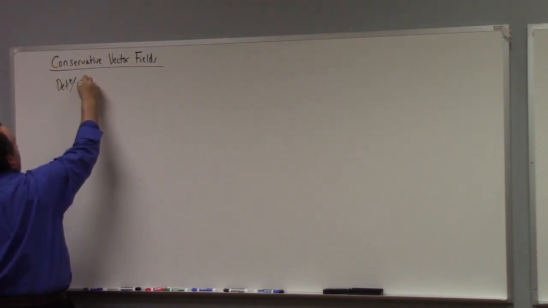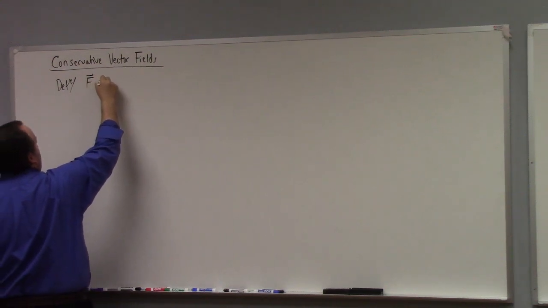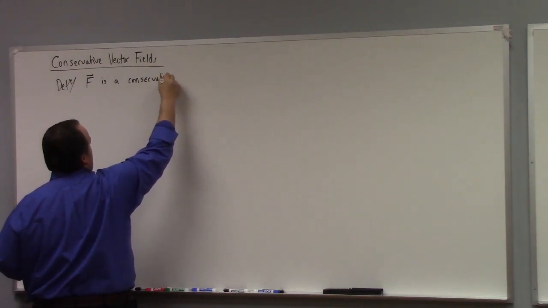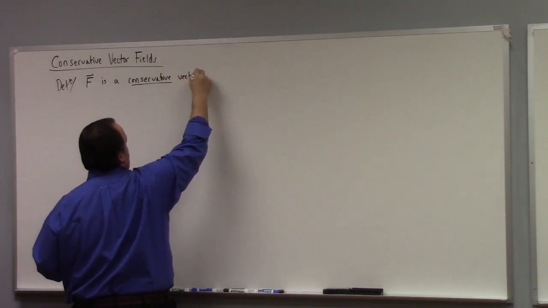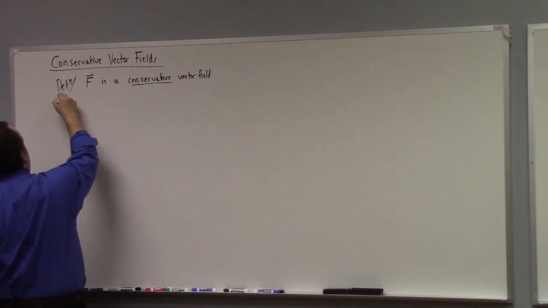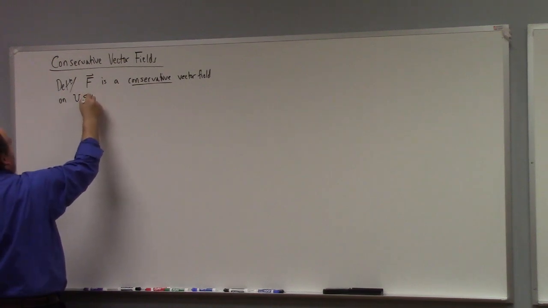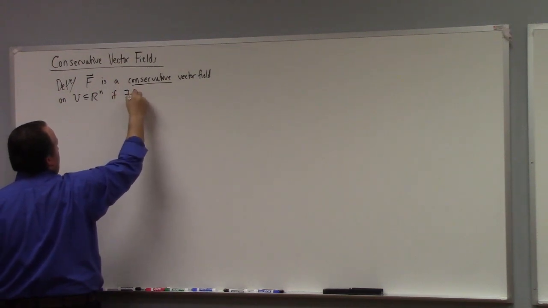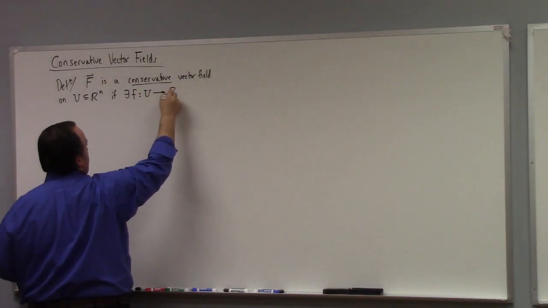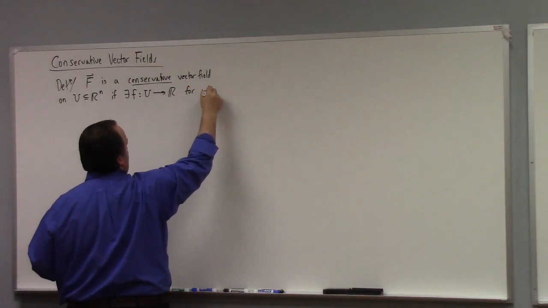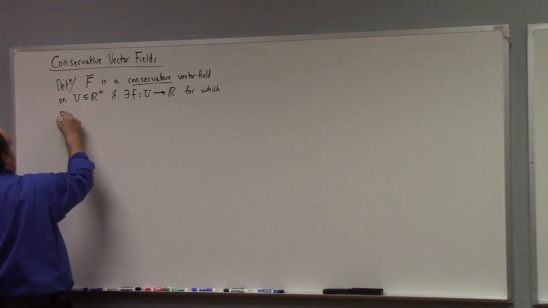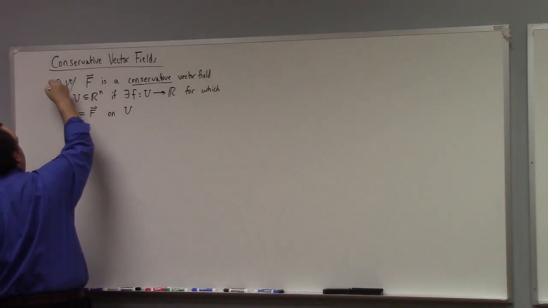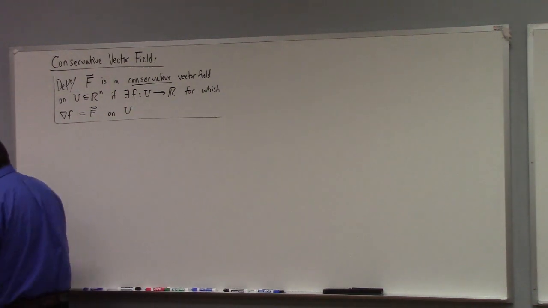Definition: F is a conservative vector field on U, a subset of Rn, if there exists little f, a mapping from U to the reals, for which the gradient of little f is equal to big F on U. All right.